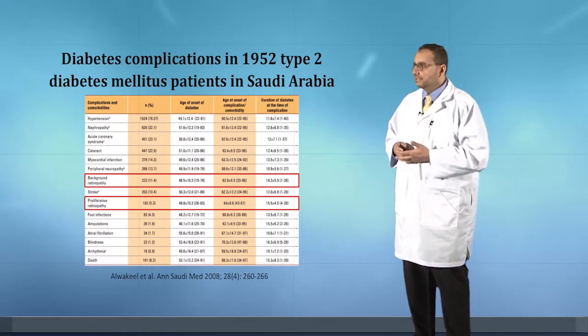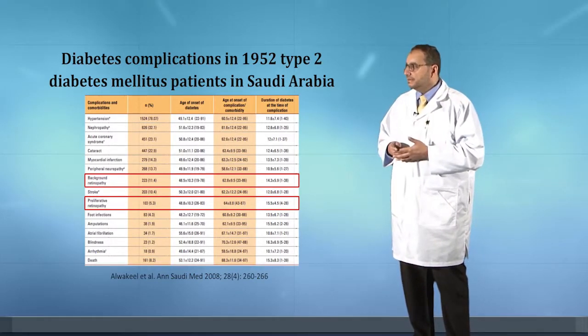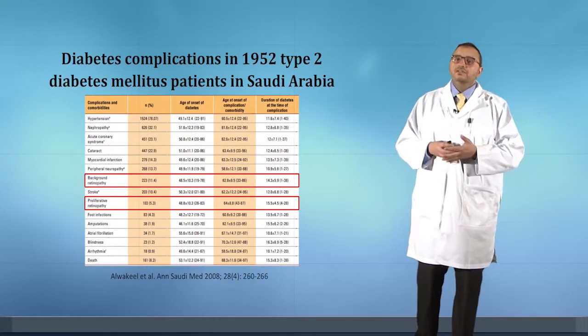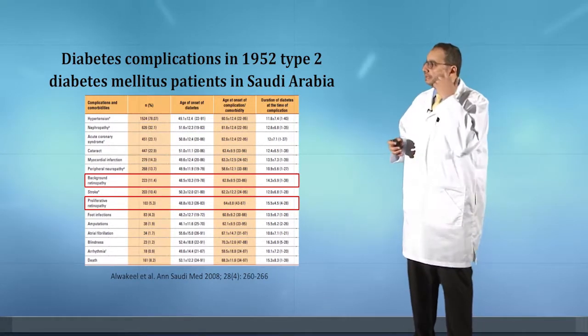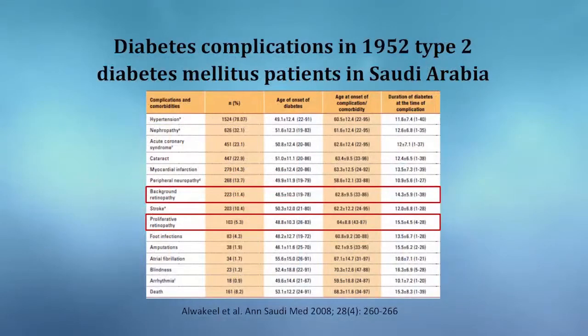We are going to speak about this study again and again in most of our complications. A study was published by Al-Wakil in the Annals of Saudi Medicine in 2008 that shows that background retinopathy will appear in around 11% of the population, and it will take around 14 years on average between the time of diagnosis and the complication in your patient.